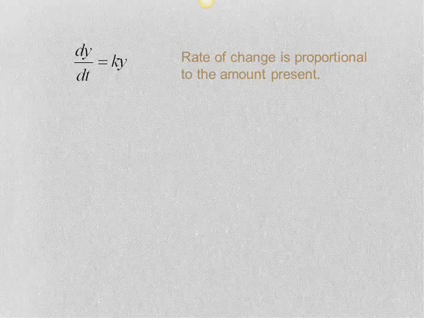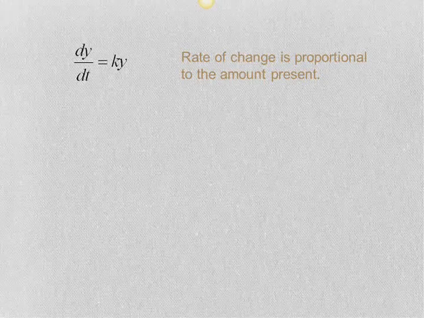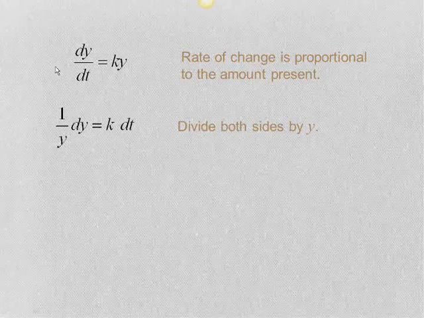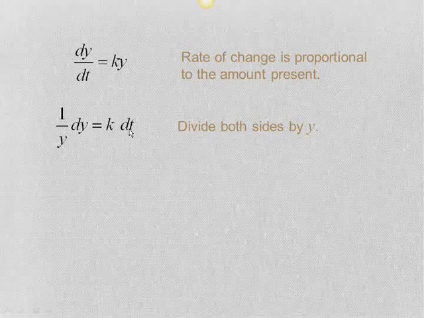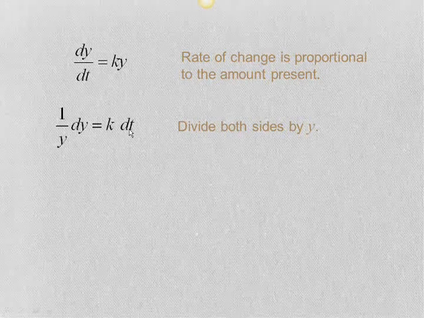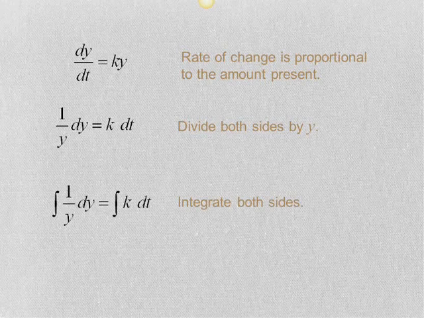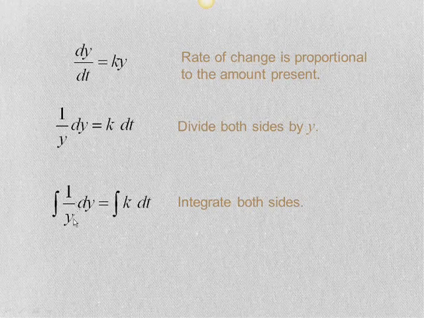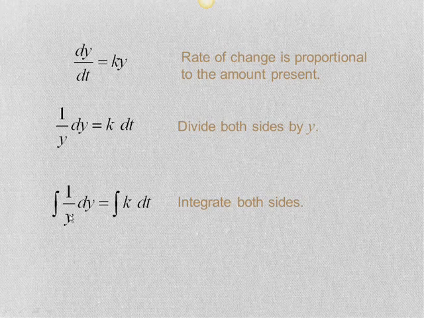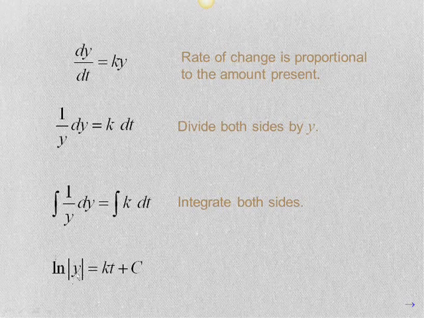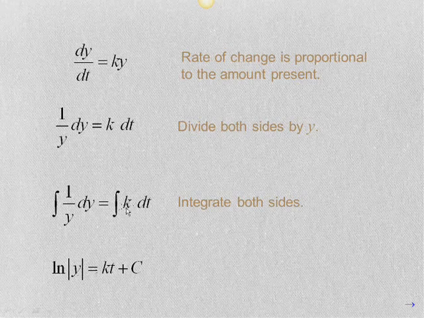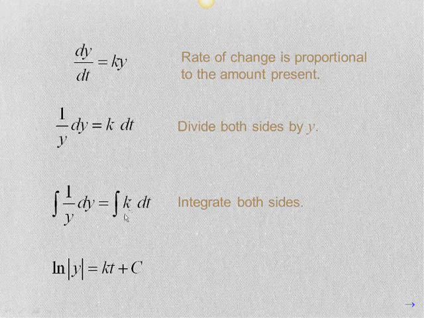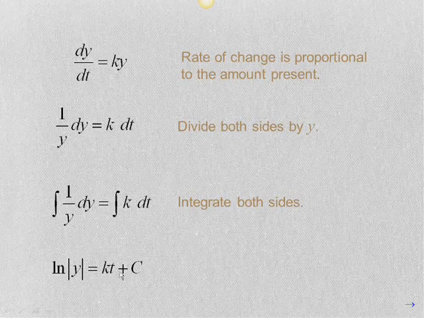So we get all of our y's and dy's on one side and all of our t's and dt's on the other. So I sent my y over and I just left my constant here at the front and I sent my dt to the other side. When I integrate both sides, I now have this derivative right here of 1 over y. Well, the 1 over y is the derivative of the natural log of the absolute value of y. And then this is just a constant. It's any number. So if I find the antiderivative of k with respect to t, it's just going to be kt plus c.